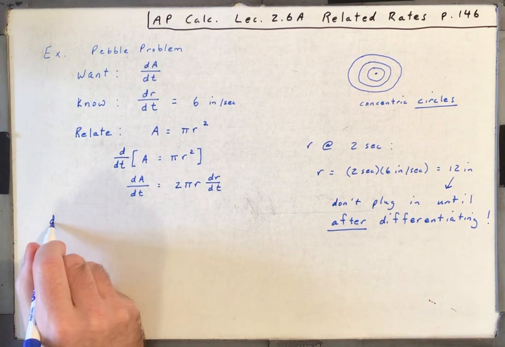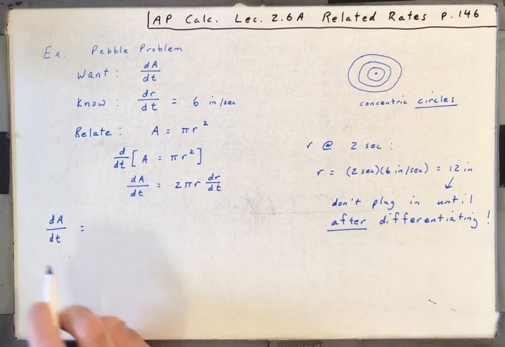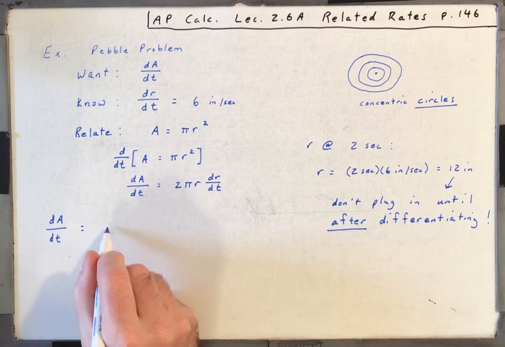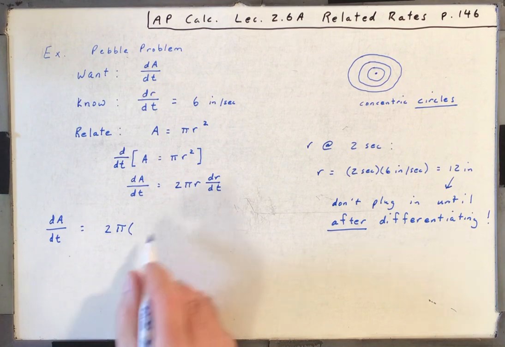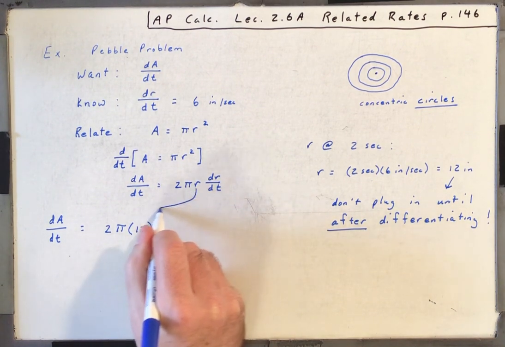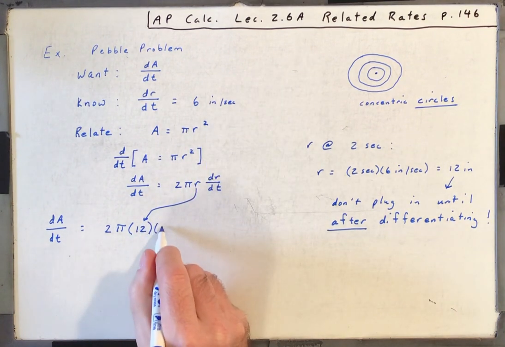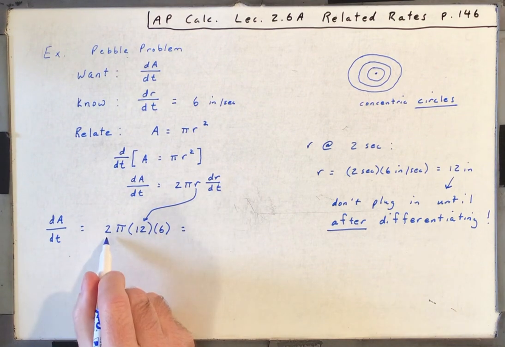Okay, but now we can plug in the dA/dt. That's what we're trying to get: the change in area at 2 seconds. So it's going to be 2 times pi. The radius right here is 12. And then dr/dt we know is 6. All right, 12 times 6 is 72, times 2, that'd be 144.